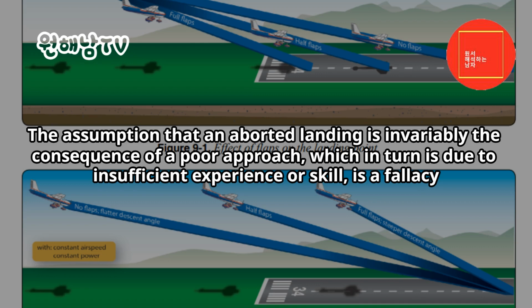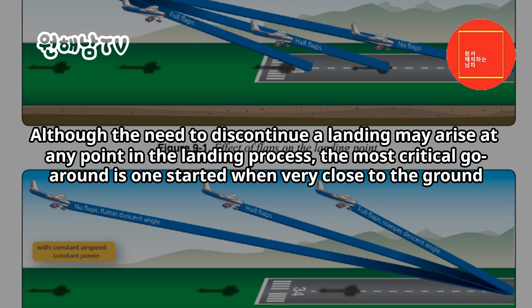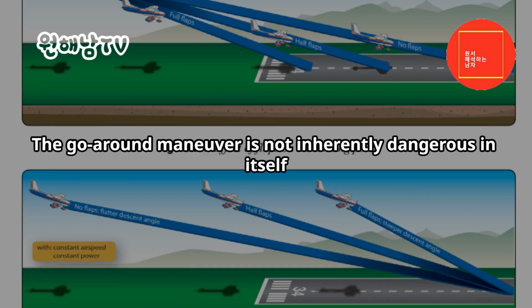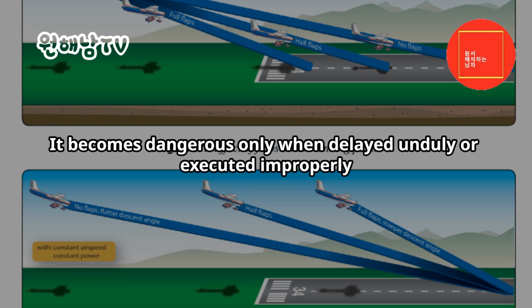The assumption that an aborted landing is invariably the consequence of a poor approach, which in turn is due to insufficient experience or skill, is a fallacy. Although the need to discontinue a landing may arise at any point in the landing process, the most critical go-around is one started when very close to the ground. The go-around maneuver is not inherently dangerous in itself. It becomes dangerous only when delayed unduly or executed improperly.